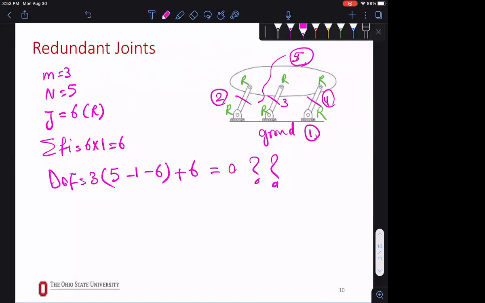So when you're calculating the degree of freedom, remember when I said you find a solution on the paper, you have to make sure it makes sense. So here it has to make sense. Now, if you take those links in the middle and all those joints out, then your degree of freedom becomes 1, which makes sense.